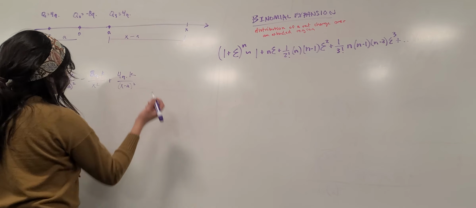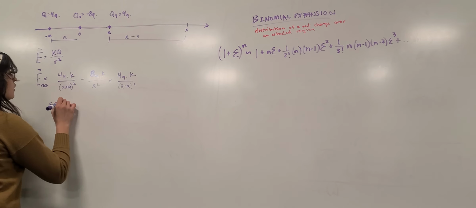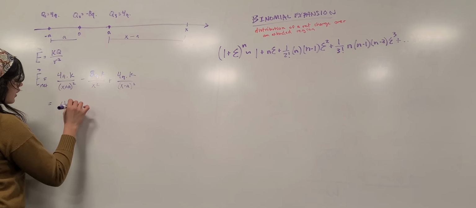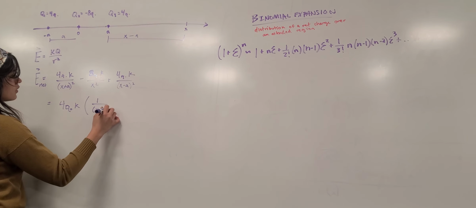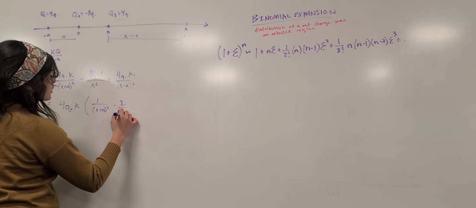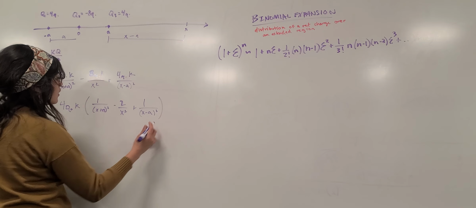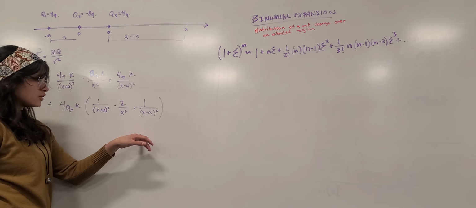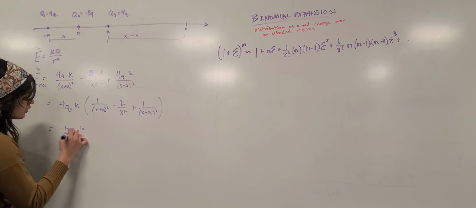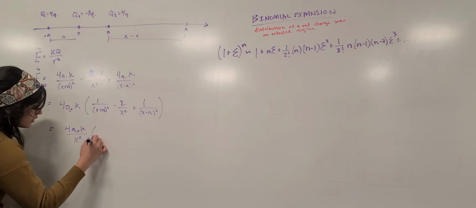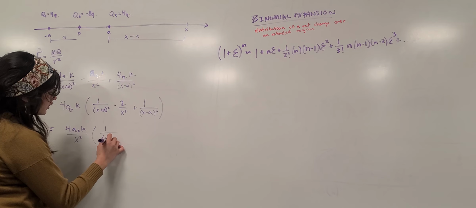Okay, so I'm going to simplify this to make it easier to work with. I'm going to pull out 4 q naught k from this whole thing. So we're left with 1 over x plus a quantity squared, minus 2 over x squared, plus 1 over x minus a quantity squared. Now, inside of all of these terms, there's an x squared hidden inside, so I'm going to pull them out. And if you need to see it to believe it, go ahead and FOIL it out and find it for yourself.